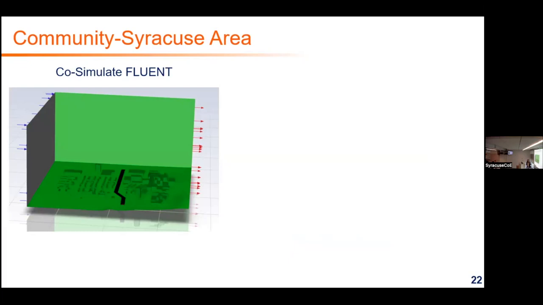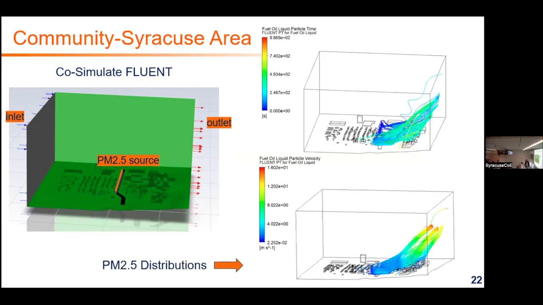And another thing that I would like to introduce is that we also use that GDS platform to co-simulate with Fluent and to show the outdoor air pollution or the outdoor air flow distributions. So this is also a small area of the COE area. And this one is the highway, it's the I-81 highway. And we just set the inlet from the left side part and the right part is the outlet part. And for the I-81 area, we just put the PM source as a line source across the I-81. And then we can get the PM 2.5 distributions of that.